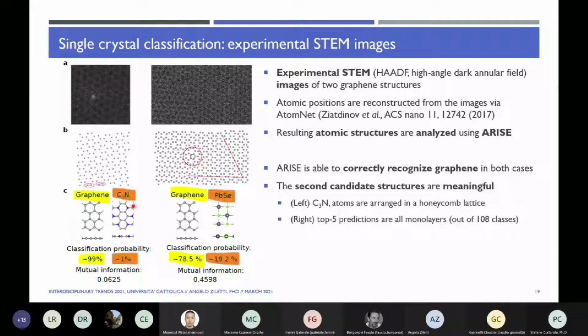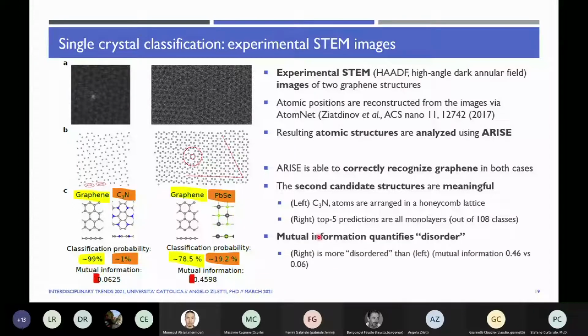What is pretty cool, and what we got excited about, is that the second candidate has a probability of 99% for graphene, but then 1% for this material that is also hexagonal. So the network kind of learns the geometry, and you can also see that in this case, which is more distorted, you have a lower probability. The cool thing is that the top 5 predictions from the network are all monolayers. So when the network is wrong, it also makes sense when it's wrong. And here you see that the mutual information is much higher for the distorted structure. So it's really that mutual information kind of quantifies the disorder in the structure.